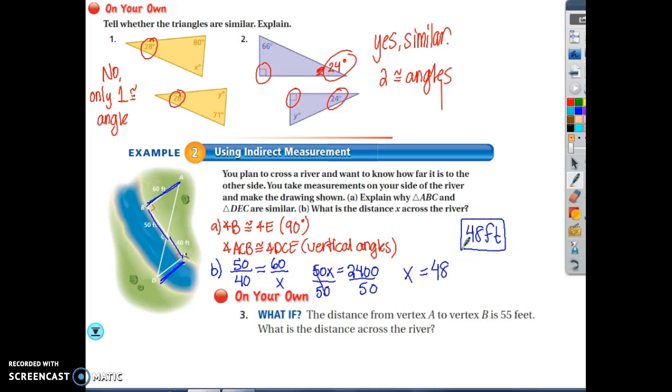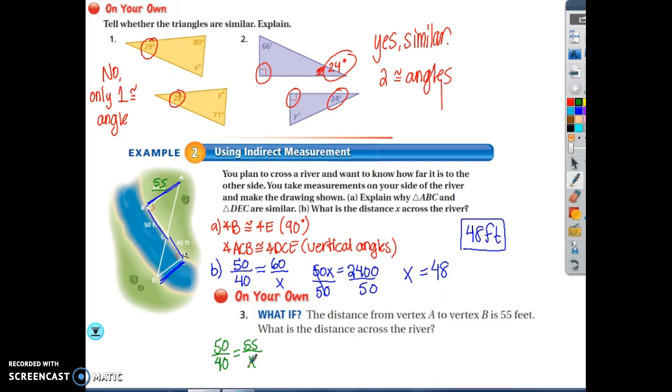Go ahead and take a moment to pause the video and try on your own number 3. When you're ready, go ahead and play the video to check your answers. Now they're asking us, what if the distance from A to B is not in fact 60, maybe it is 55 instead? We want to know the distance across the river, so we set this up almost exactly the same, except instead of 60, we will have a distance of 55 over x.